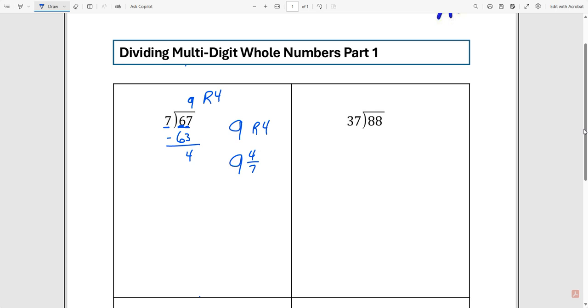Let's look at the second question, 88 divided by 37. Okay. So we have 2 digits here, and we have 2 digits here. So 2 digits divided by 2 digits.